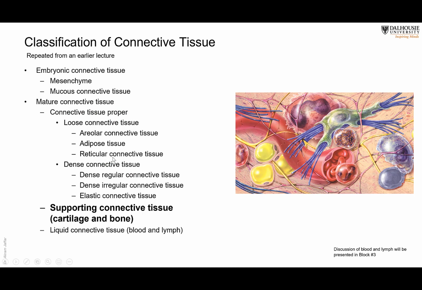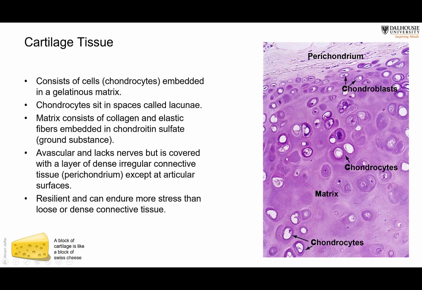And we mentioned that there is another type of connective tissue, which is supporting connective tissue, which is cartilage and bone. This is our interest today. The liquid connective tissue, the blood and lymph, we will deal with in block 3. So today we are doing the supporting connective tissue, the cartilage and bone.